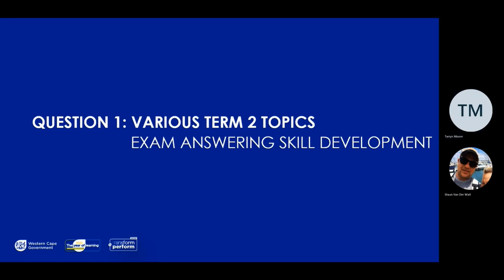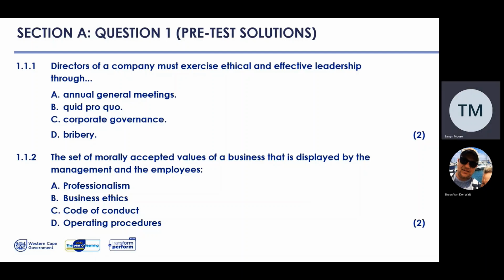Section A deals with your shorter questions, and it requires skills. When we look at Section A, Question 1, the very first thing we're going to come across is multiple choice questions. Now, it becomes very important that when we read, we don't just read the answers. We first look at what the question is asking us. In this case, we're looking at directors of a company that should exercise ethical and effective leadership. Through what? The words that pop out in this particular instance should be ethical and effective leadership.